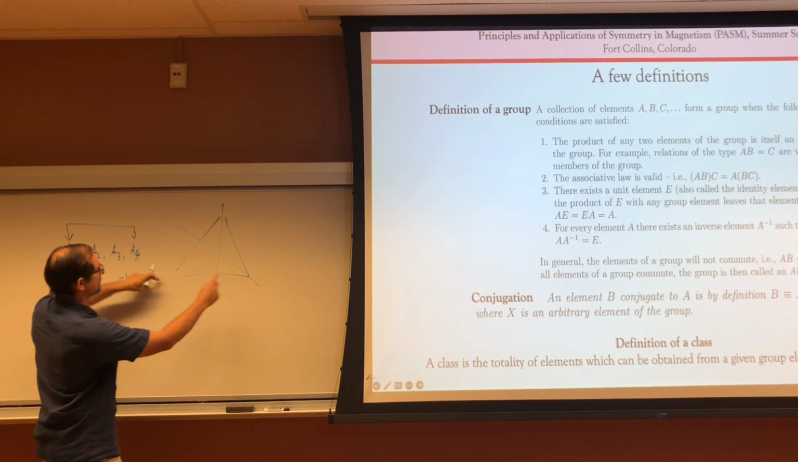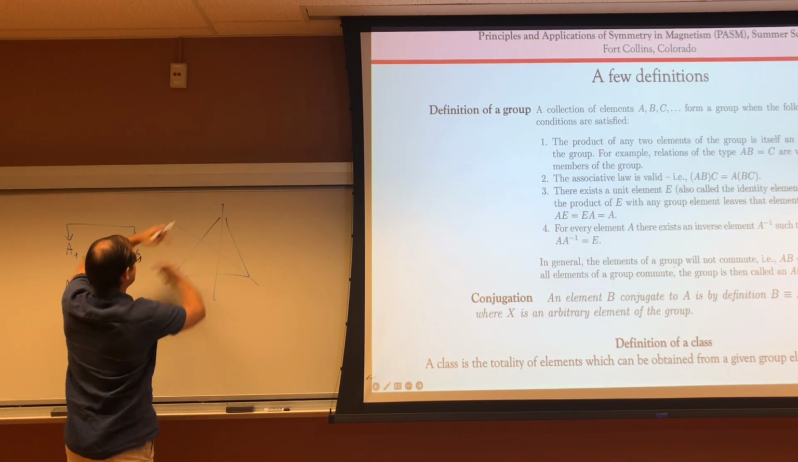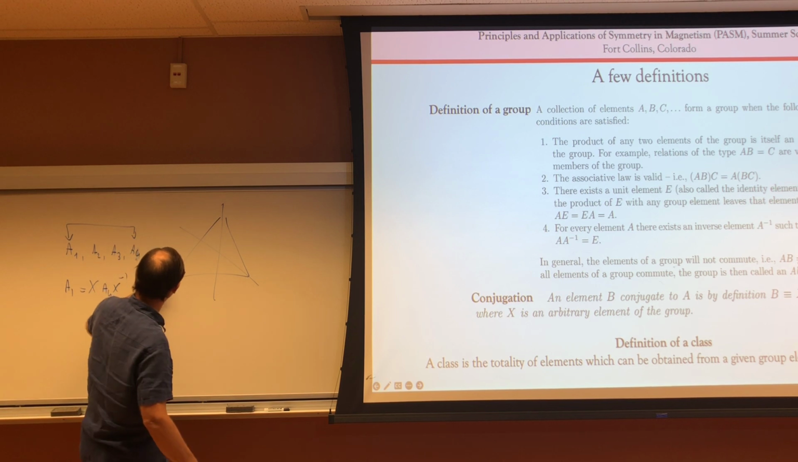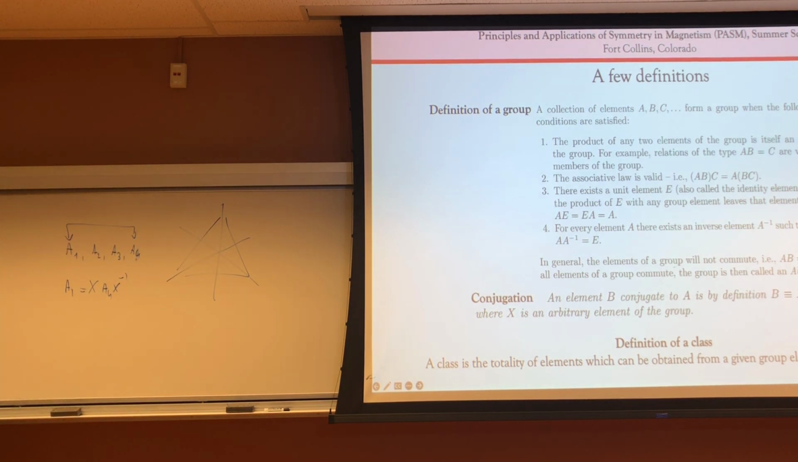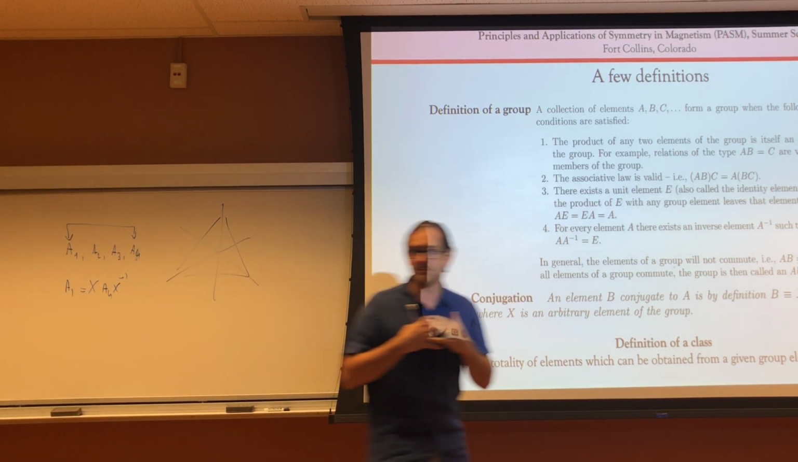So it means that this rotation will be in the same class as this rotation, and of course, in the same class as this rotation also. Of course, it's not the same thing. That's why these guys are not equal, but they are related by this conjugation. And this is the only thing we care about.